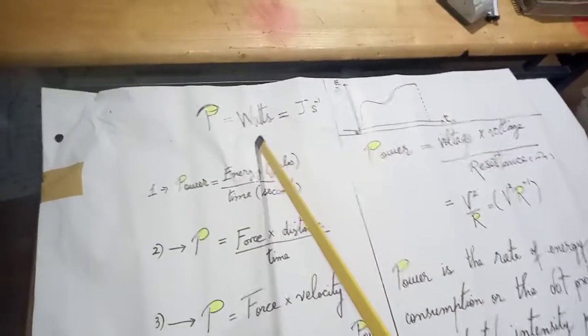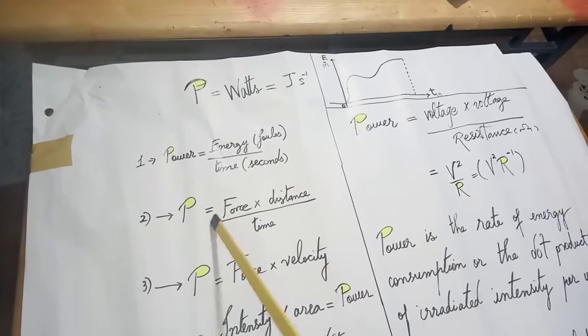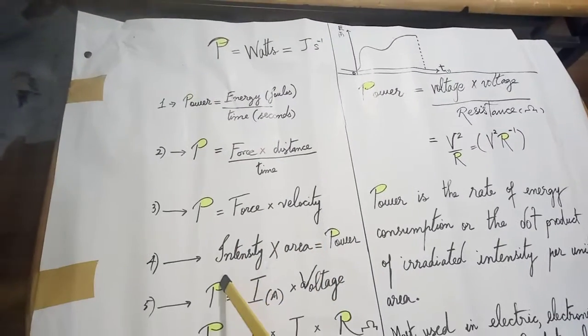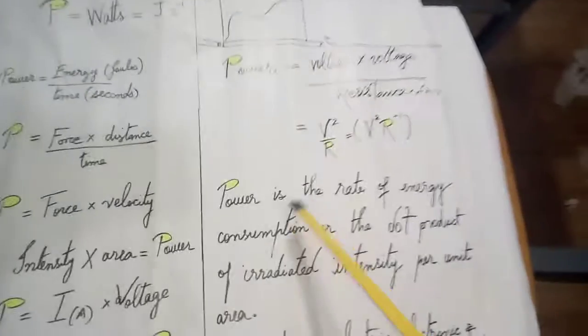So the first one is energy divided by time. P equals energy divided by time. P equals FD over T. P equals F times V. P equals I times A. P equals IV. P equals I squared R. P equals V squared over R. And then it's the rate of energy.